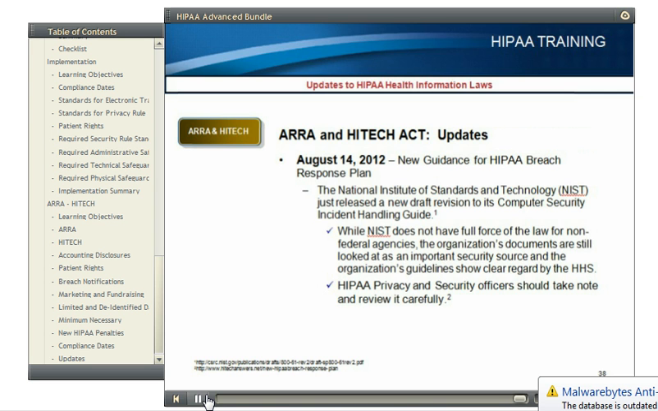August 14, 2012. New guidance for HIPAA breach response plan. The National Institute of Standards and Technology, NIST, just released a new draft version of its Computer Security Incident Handling Guide. While NIST does not have full force of the law for non-federal agencies, the organization's documents are still looked at as an important security source, and the organization's guidelines show clear regard by the HHS. HIPAA privacy and security officers should take note and review it carefully.